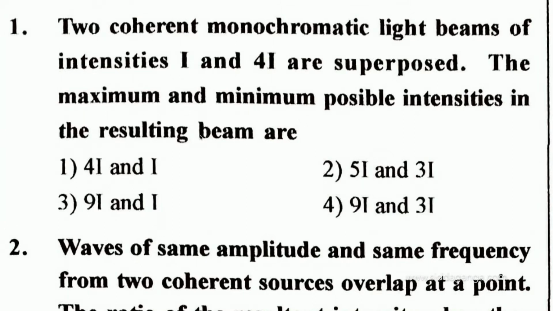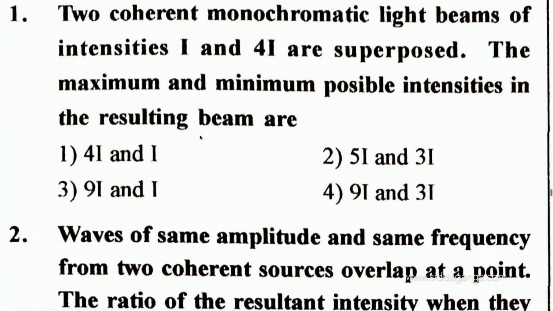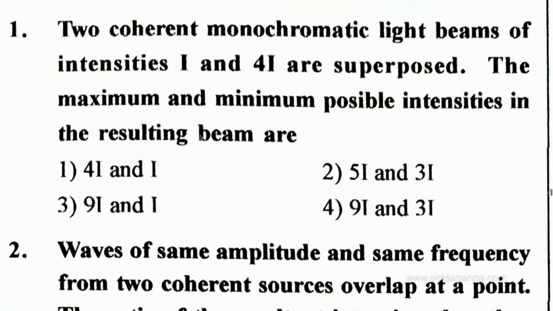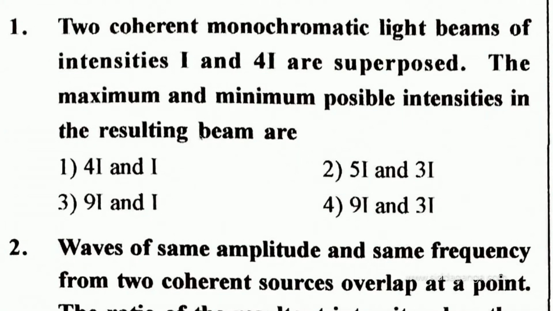They are all JEE-based, like earlier. Exercise 2. The first one is once again a simple problem that I think needs no much discussion. Two coherent monochromatic light beams of intensities I and 4I are superposed, meaning interference is going to be formed.